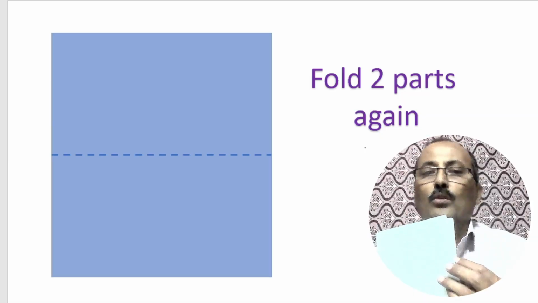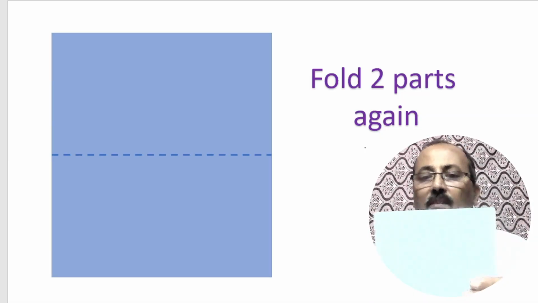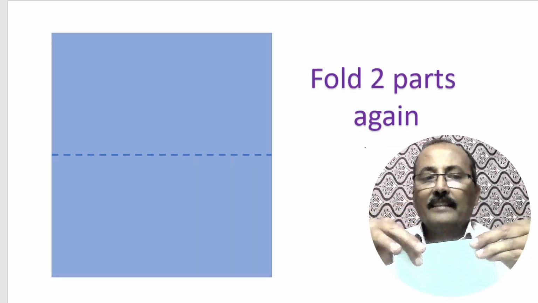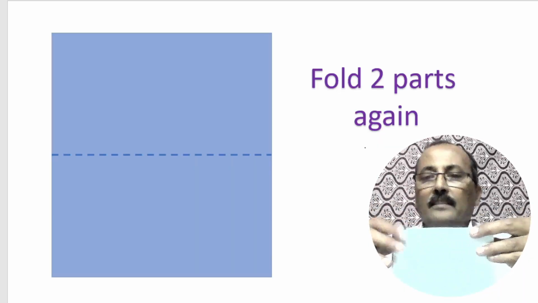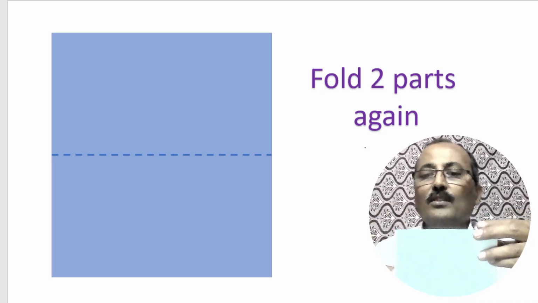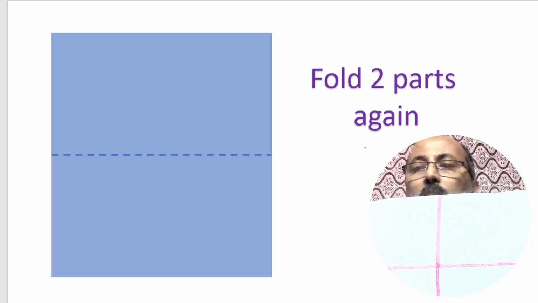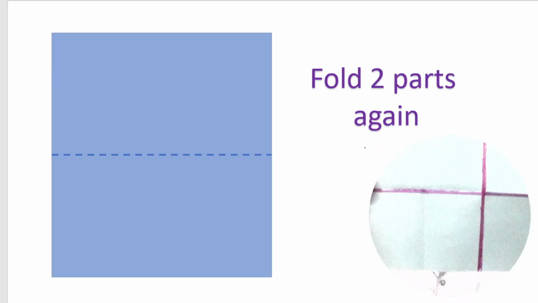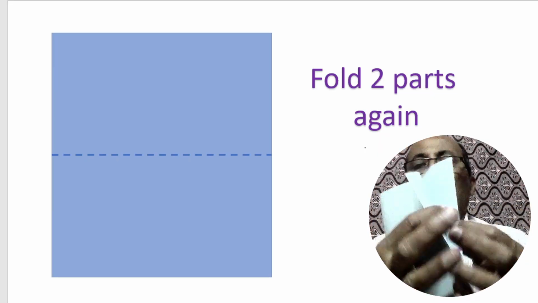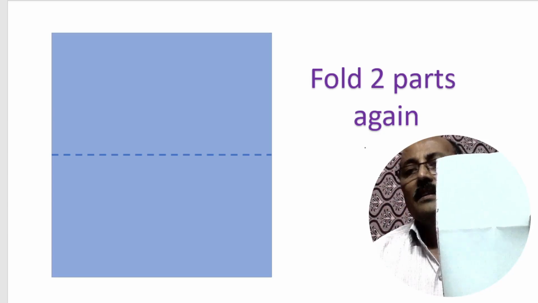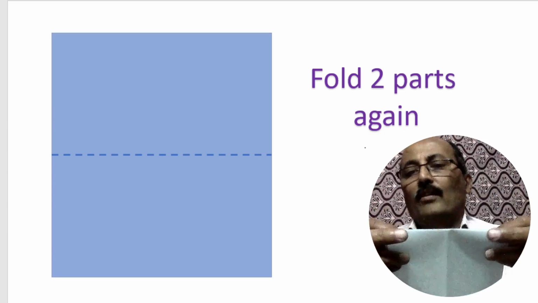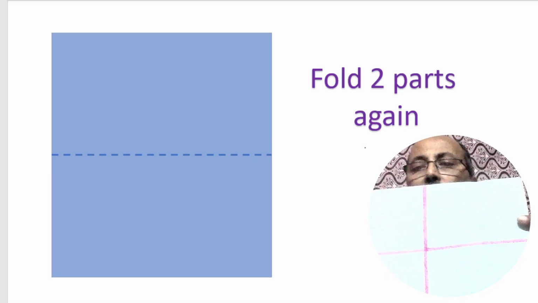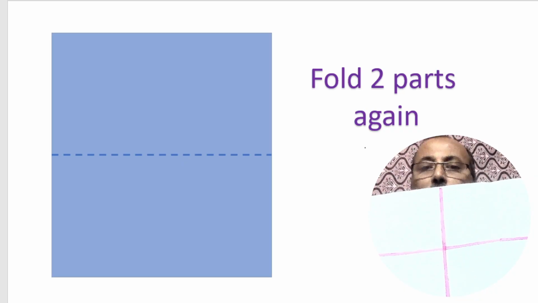Now this again I am going to fold, like this. Suppose I fold like this, what will happen? 1, 2, 3, 4, you are going to get four parts. So two folds, one vertically and now again horizontally, and you will get 4 parts.